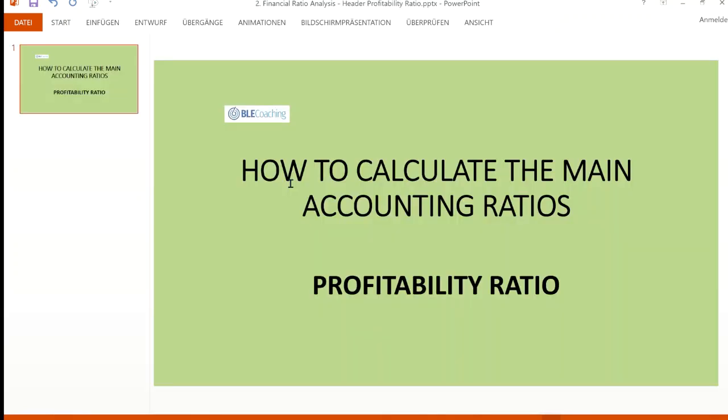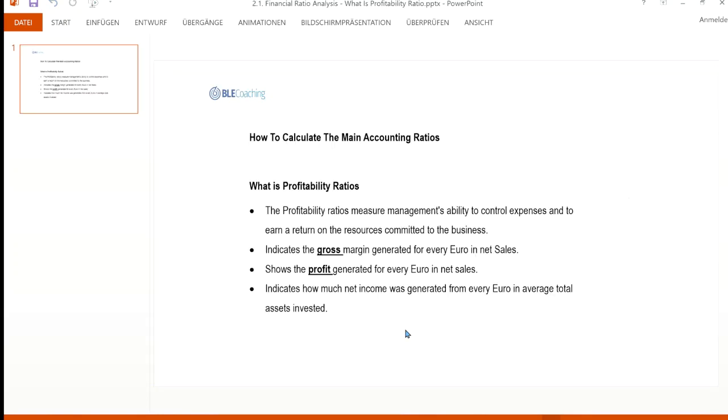In business, profits represent the company's reason for existing. And this is why we should start this session with profitability ratios. So what are profitability ratios? The profitability ratios measure management's ability to control expenses and to earn a return on the resources committed to the business. It indicates the gross margin generated for every euro in net sales.